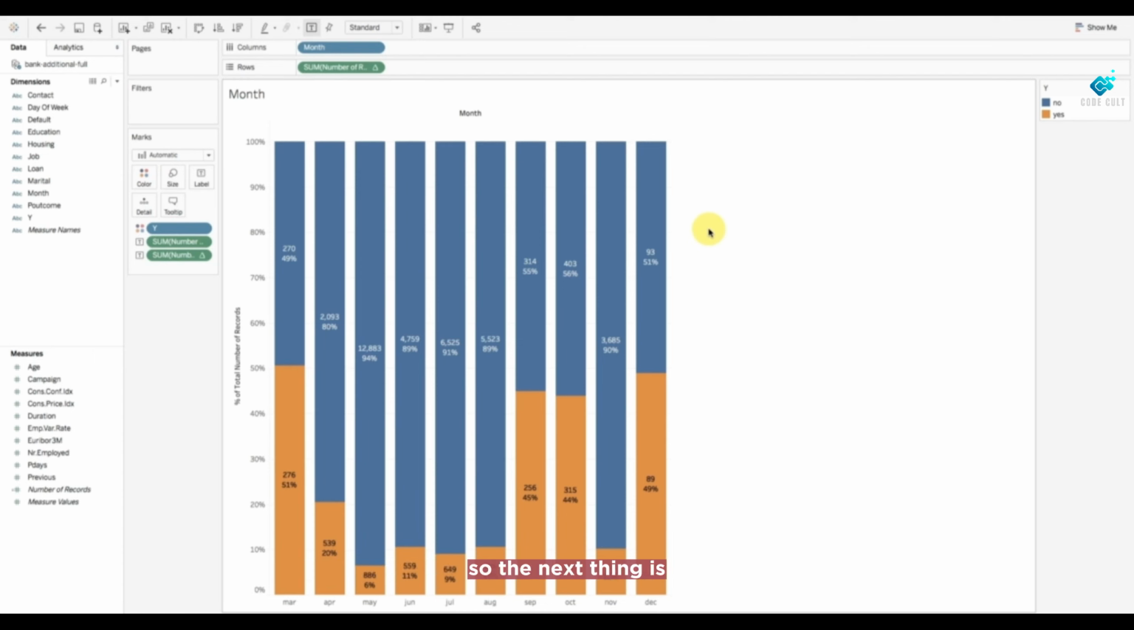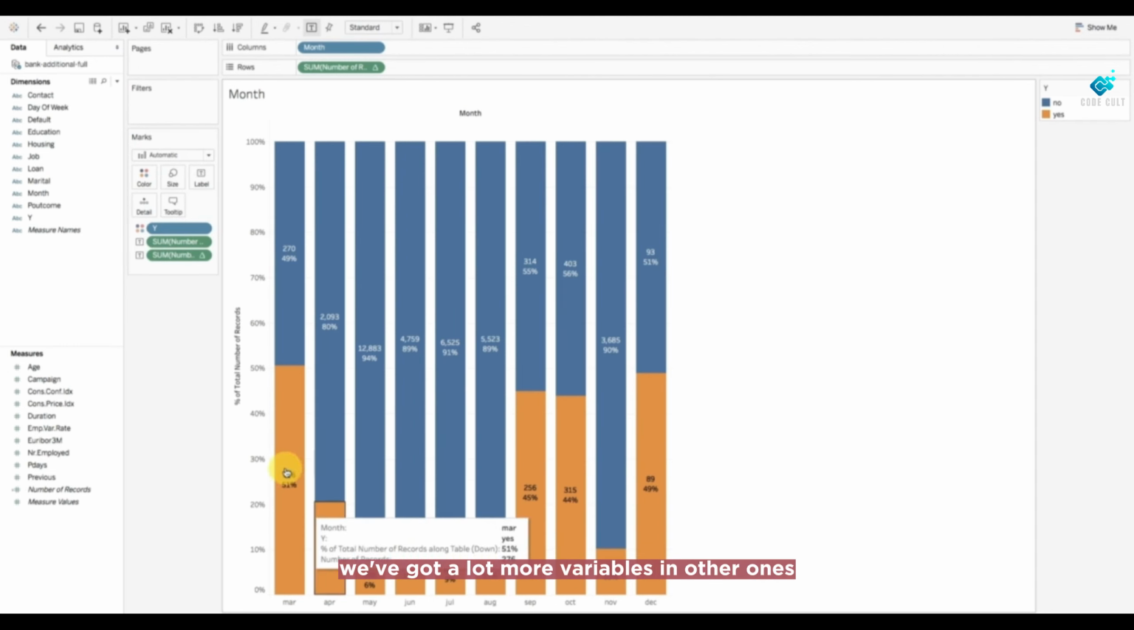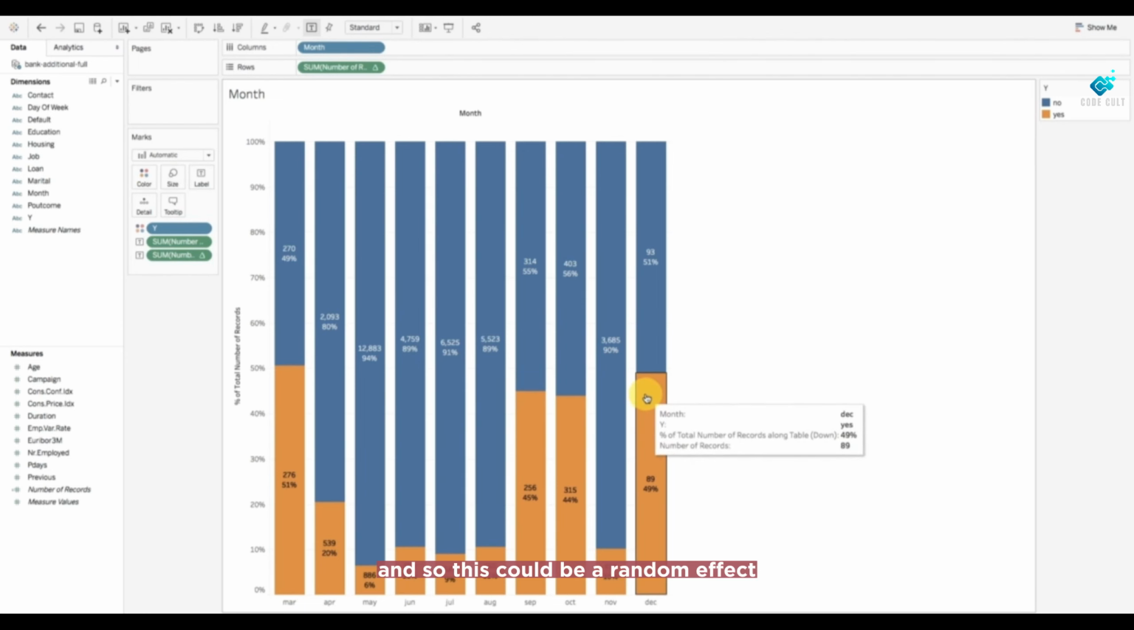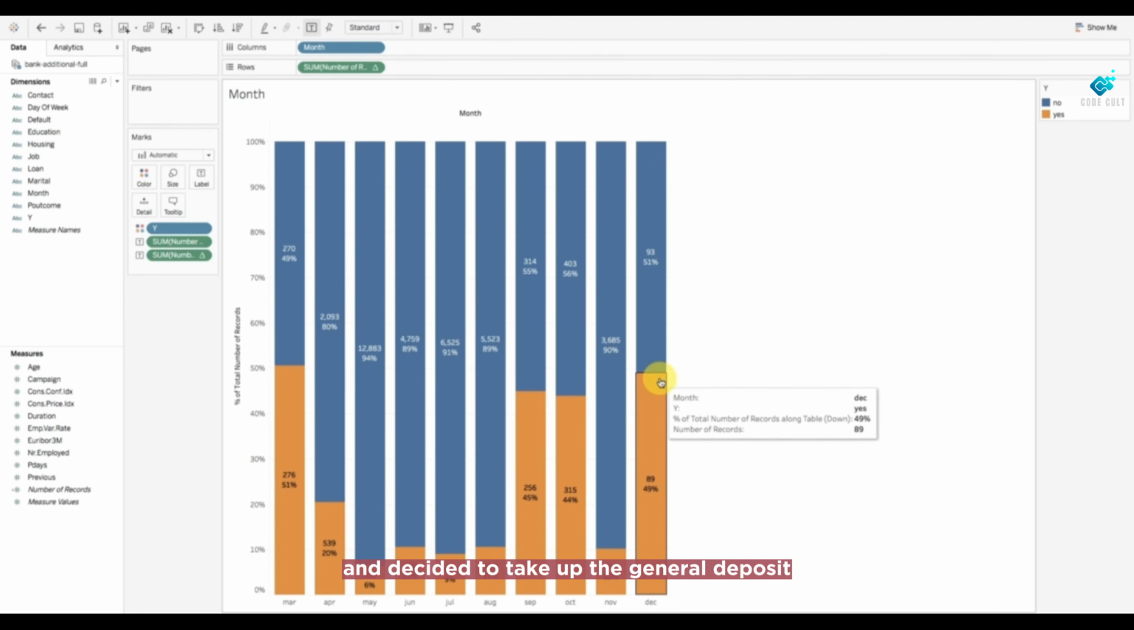The next thing is, we already discussed that we're not going to look at December because it looks like it's not really statistically significant. It's about 89, 93 here compared to the other ones, where we've got a lot more observations. And so this could be a random effect, where almost half the people we contacted in December decided to take up the term deposit.